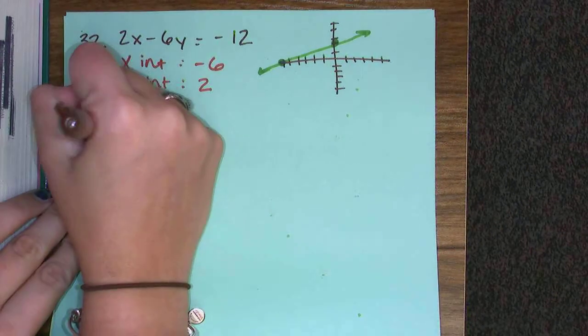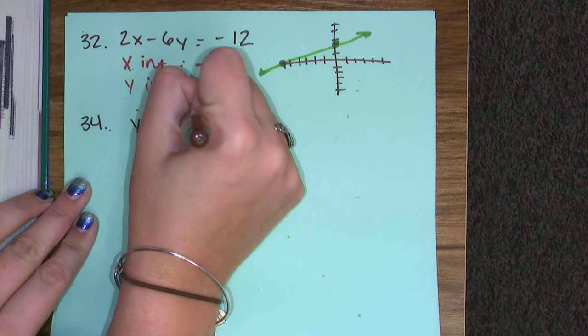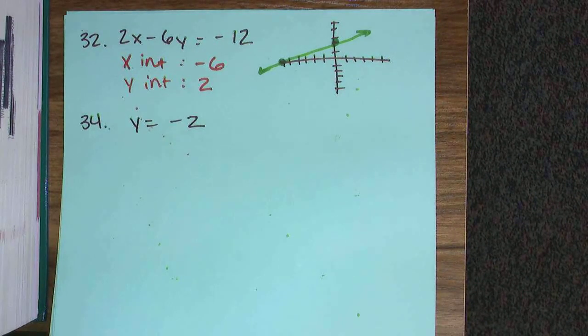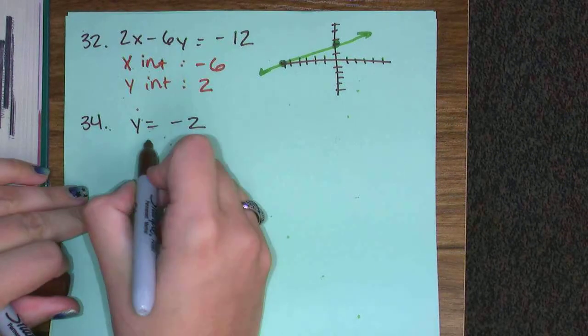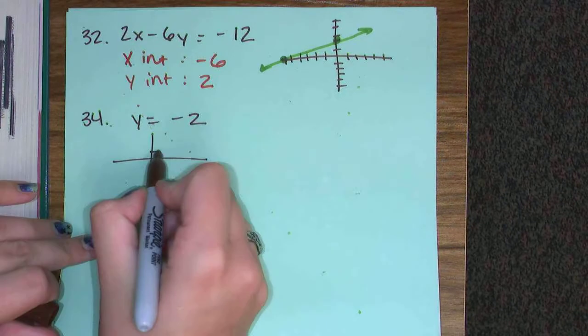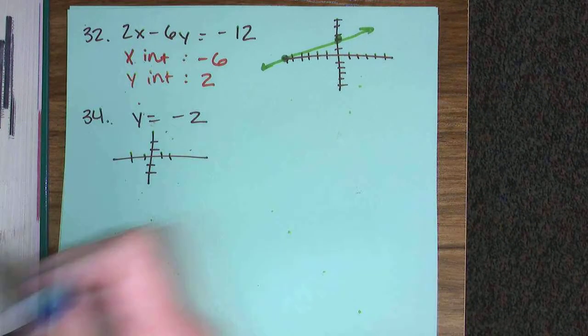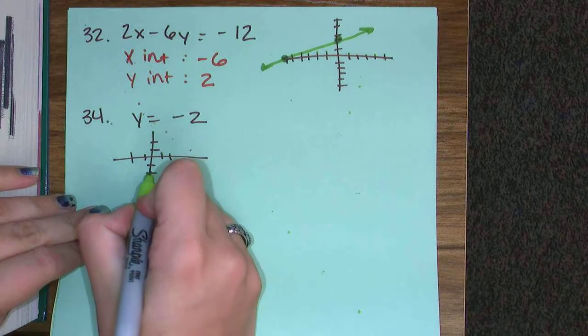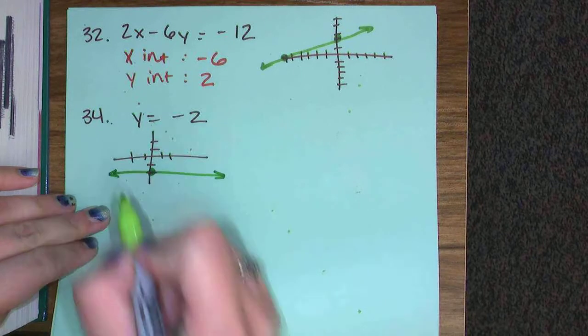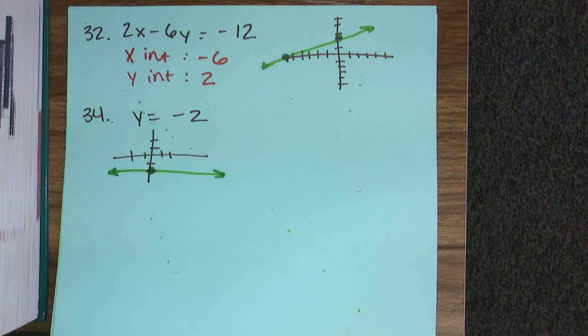How about 34, y is equal to -2. What is that line going to look like? Horizontal line at -2. So we don't even have to do anything with this other than, at -2, I draw a line. Super easy. Just as a refresher, what slope would this have if it were to ask you that? 0 slope.